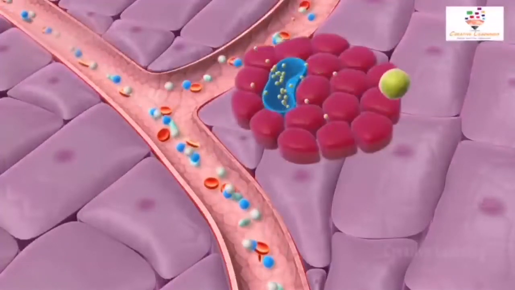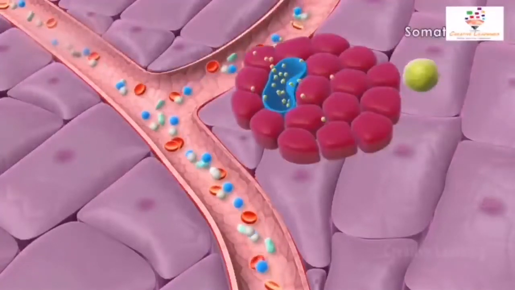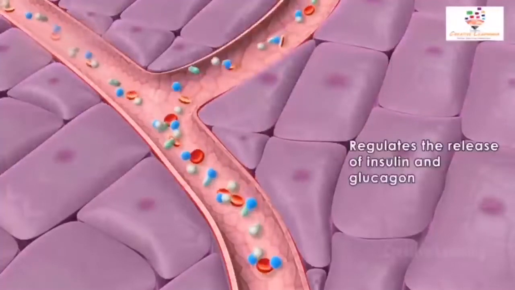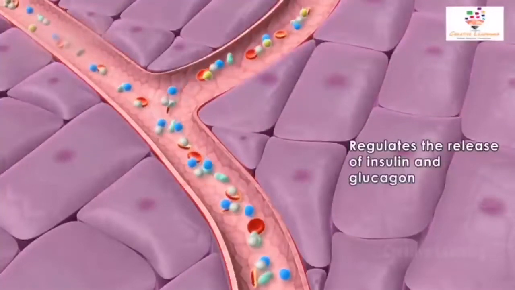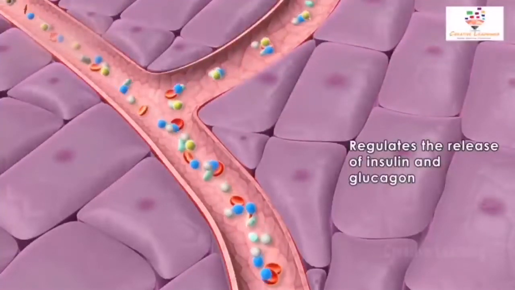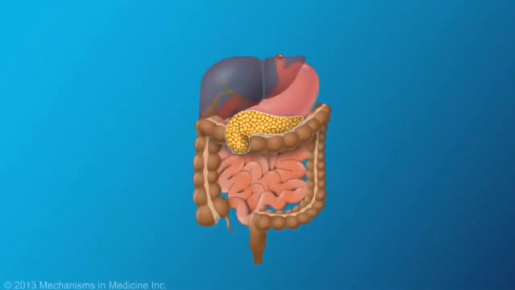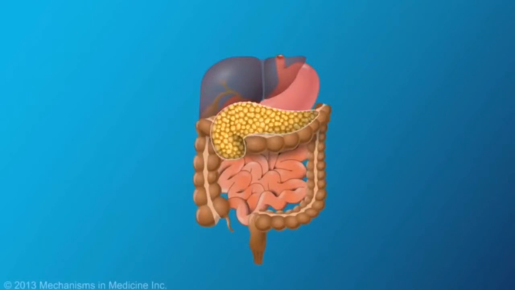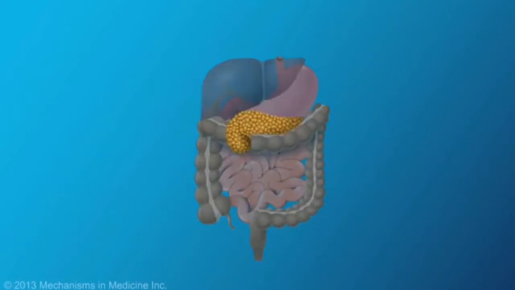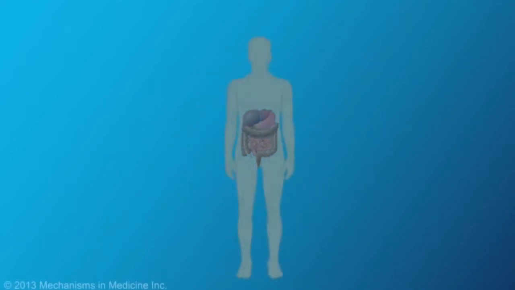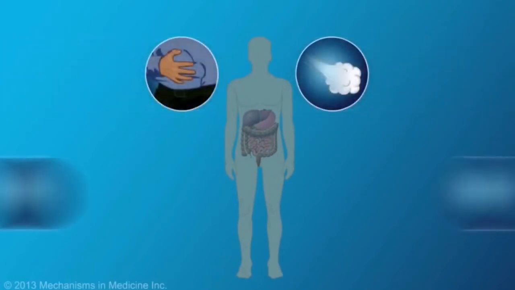The delta cells secrete somatostatin, which regulates the release of insulin and glucagon. When the pancreas is healthy, it contributes to a healthy digestive system. However, when our pancreas does not function correctly and is unwell, we can have trouble digesting food properly or maintaining our blood sugar in a healthy range.